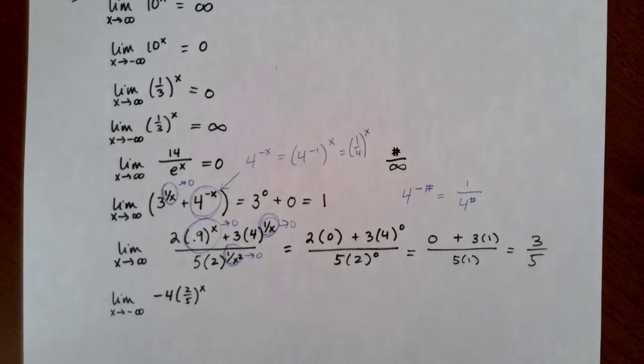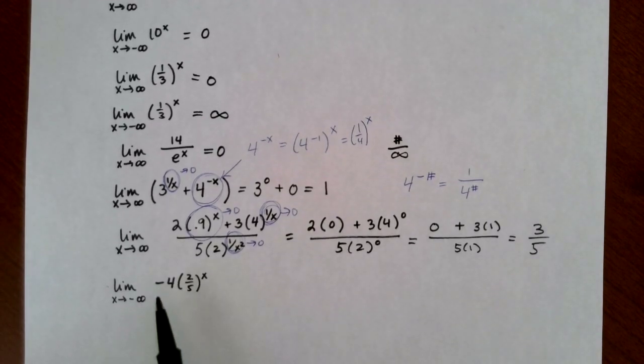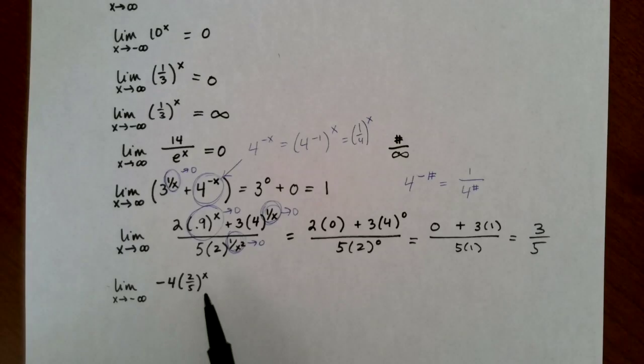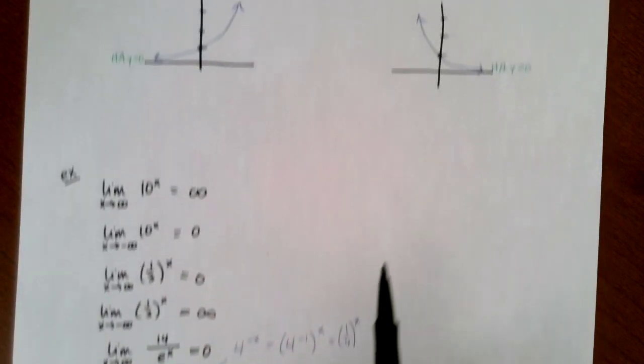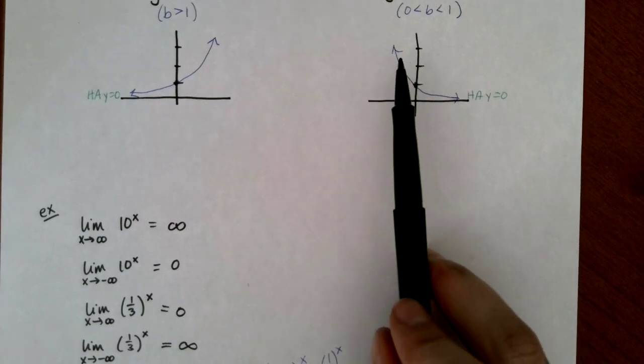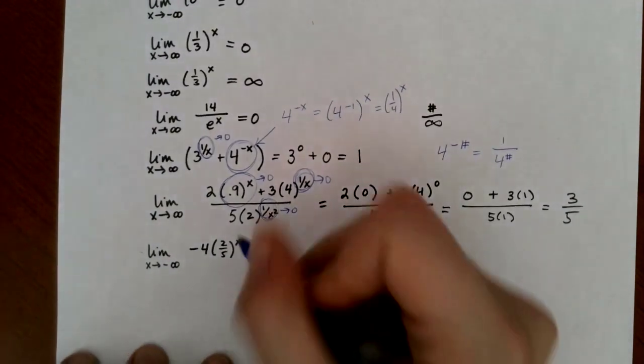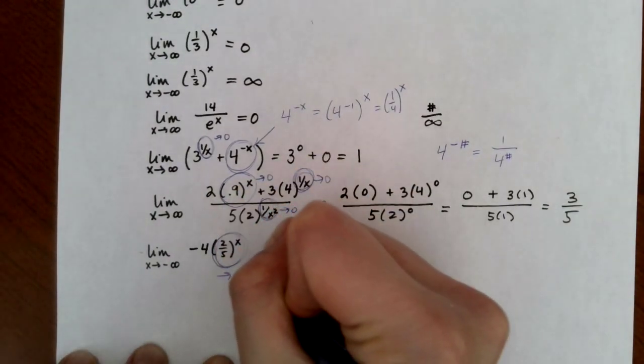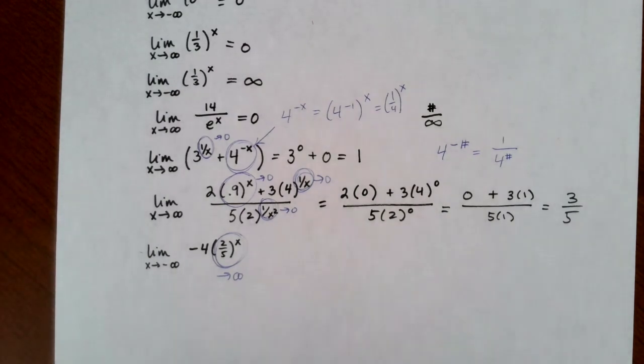The last limit I want to talk about in this video, you can see here, x is approaching negative infinity, and our function is -4 times 2/5 to the x. So there's two different ways you could think about it. If you want, you could just highlight this 2/5 to the x part and say, okay, you are a fraction to the x, so I know your graph looks like this. So as x approaches negative infinity, we're going up, up, up to infinity. So I know this part is approaching positive infinity because the graph is going up.